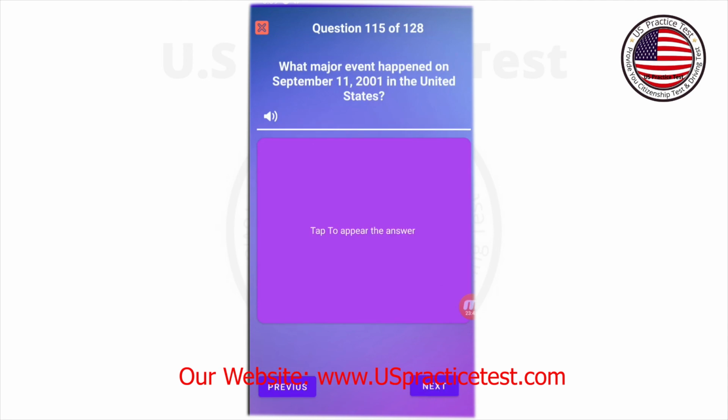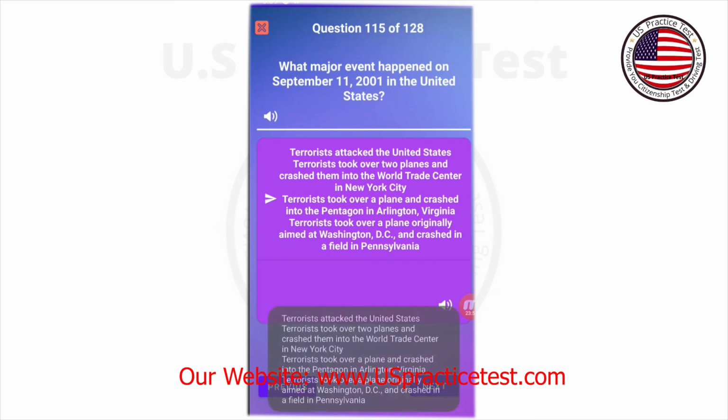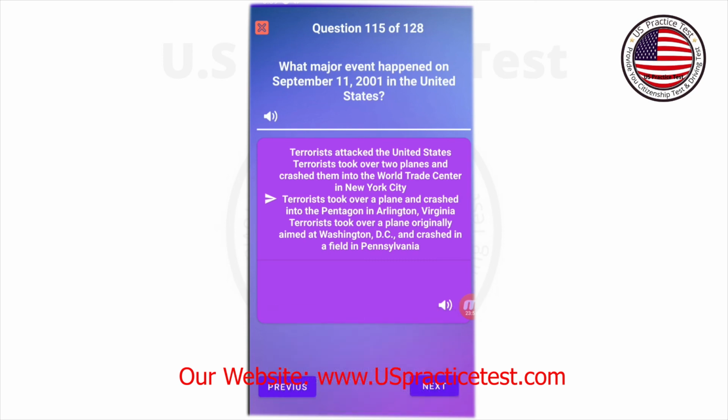What major event happened on September 11, 2001 in the United States? Terrorists attacked the United States. Terrorists took over 2 planes and crashed them into the World Trade Center in New York City. Terrorists took over a plane and crashed into the Pentagon in Arlington, Virginia. Terrorists took over a plane, originally aimed at Washington, D.C., and crashed in a field in Pennsylvania.